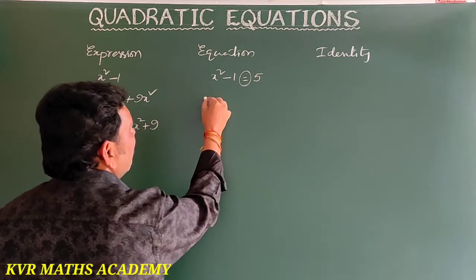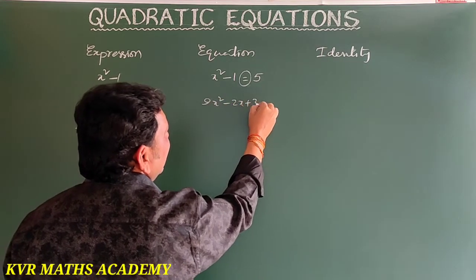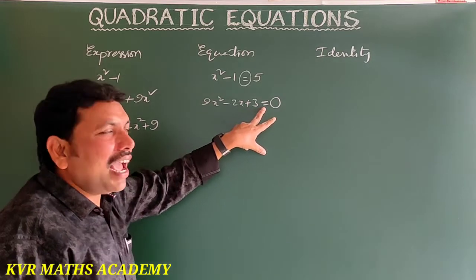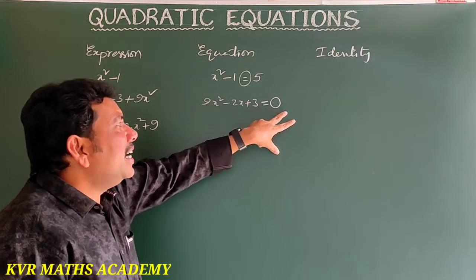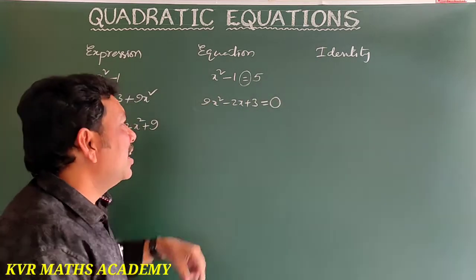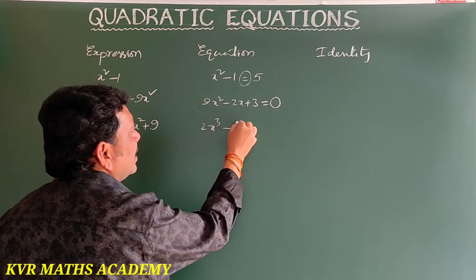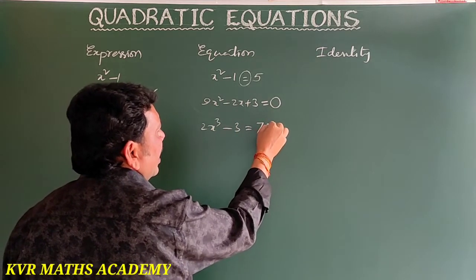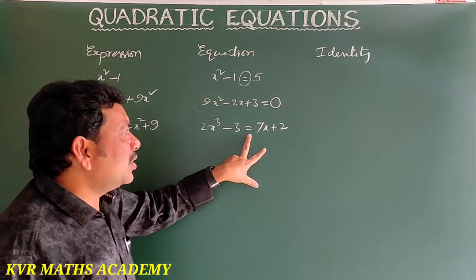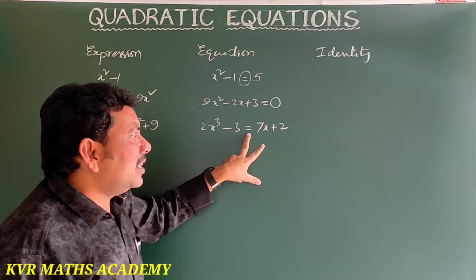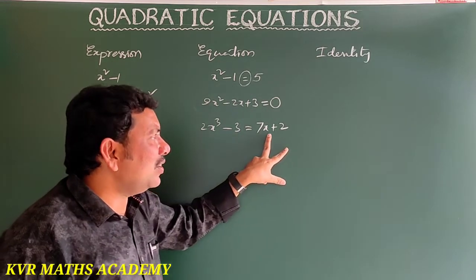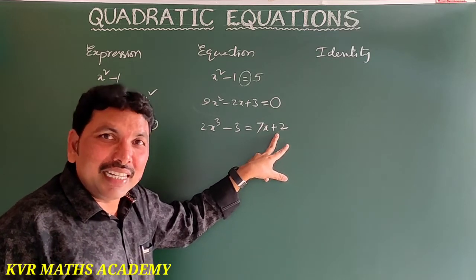Suppose another one, 9x square minus 2x plus 3 is equal to 0. Here it also has equal to, so it is also called an equation. Next, 2x cube minus 3 is equal to 7x plus 2. It also has the symbol equal to, so that's why it is also an equation.